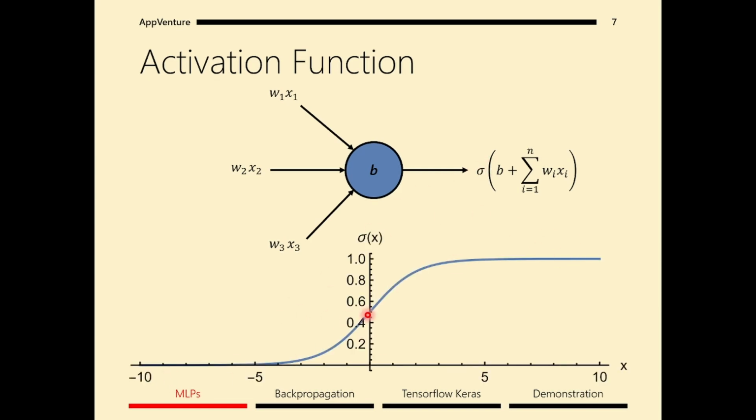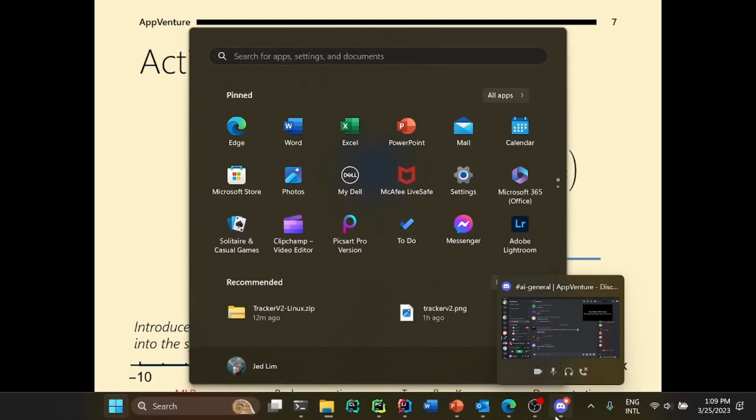For example, this is one possible activation function, the sigmoid function. When you go to the left by a lot, it tends to 0. When you go to the right by a lot, it tends to 1. This introduces non-linearity in the system, and I will explain why this is important later. For now, are there any questions? Okay, I guess that's a no.